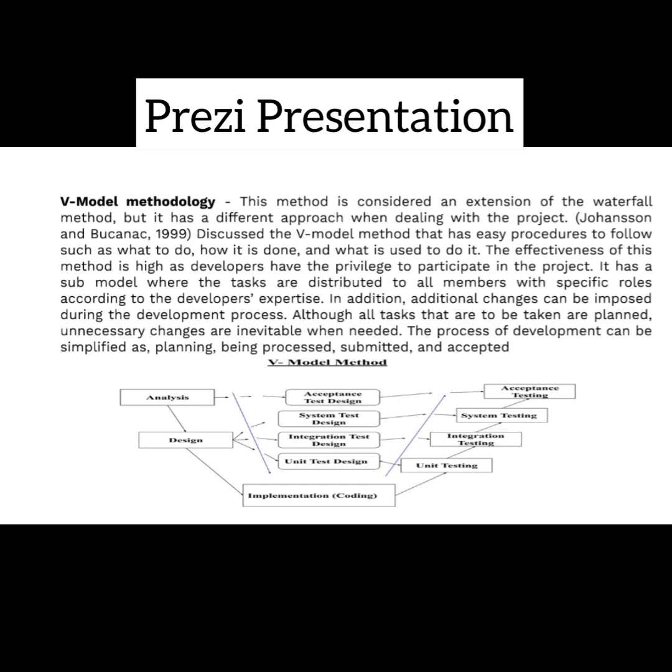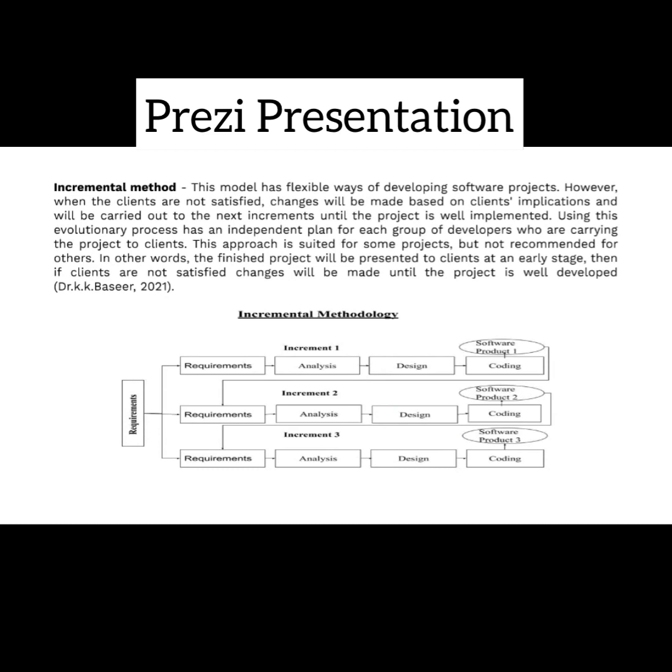The next one that we're going to discuss is the incremental method. This model has flexible ways of developing a software project. However, when the clients are not satisfied, changes will be made based on the clients' feedback and will be carried out to the next increments until the project is well implemented. On the diagram, we have increment 1, increment 2, and increment 3. And those processes have the same procedures in order to finish the system or the project.